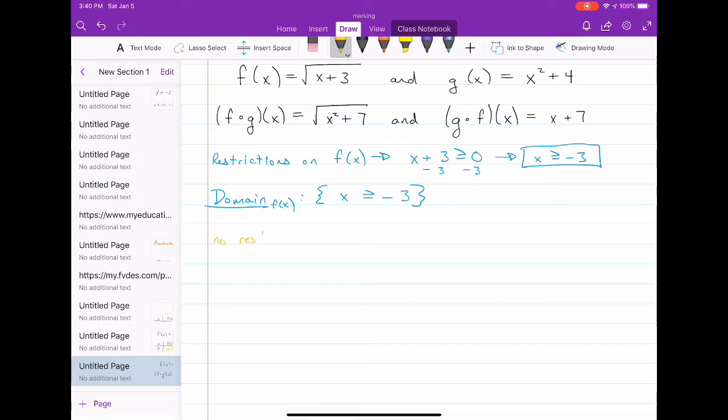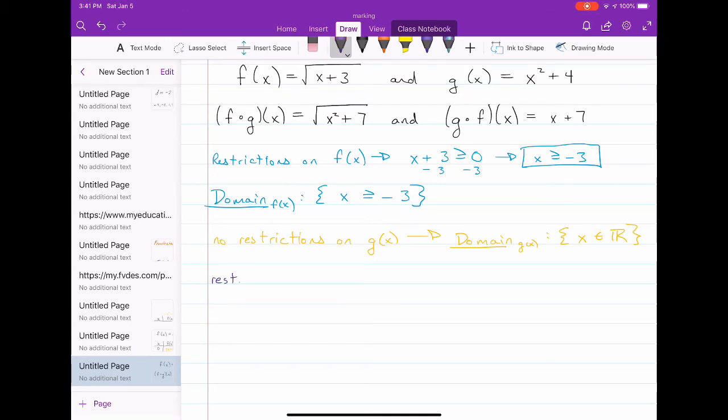Okay, now looking at g of x, which is x squared plus 4, you can square any number. I can square a negative number, a positive number, or 0. So because of that, the domain of g of x is all real numbers. There are no restrictions. So as soon as I know there's no restrictions on g of x, the domain has to be all real numbers.